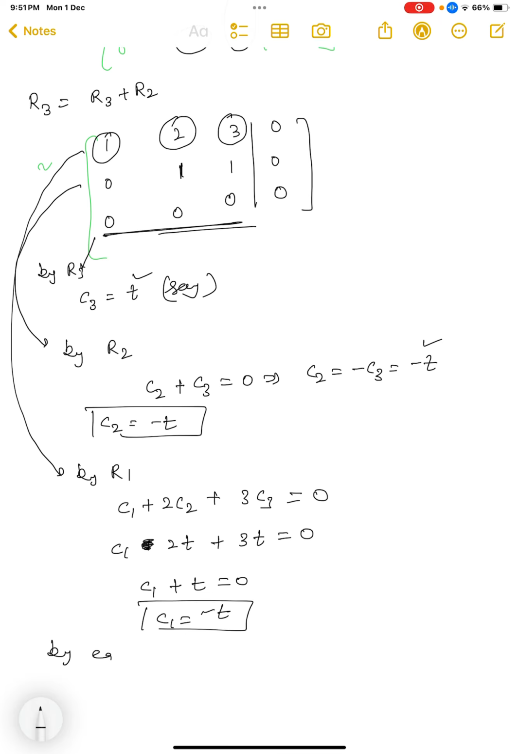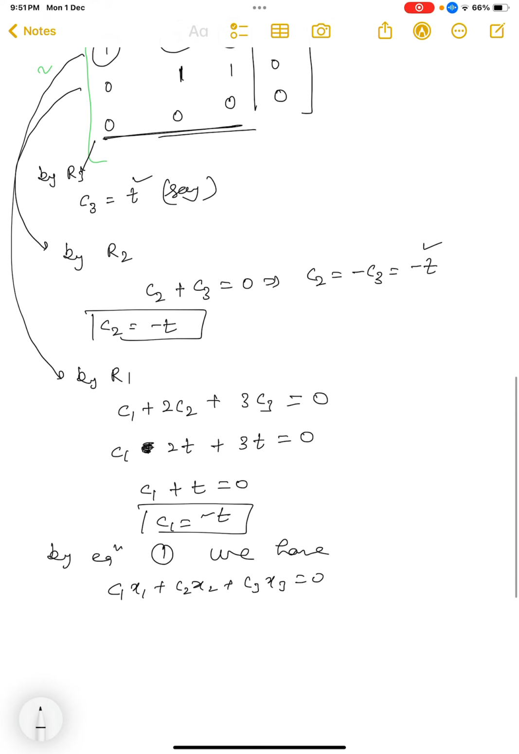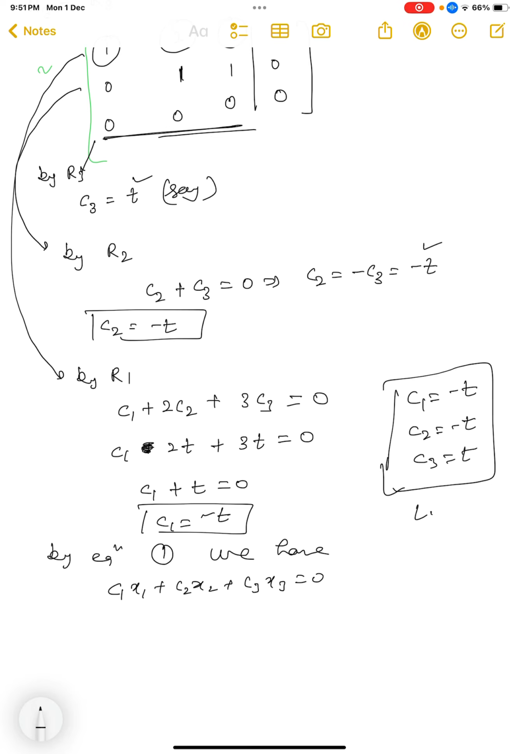Now by equation number 1, we have c1 x1 plus c2 x2 plus c3 x3 equals 0. You can see here the value of c1 is minus t, the value of c2 is minus t, and the value of c3 is t. When you get such values of c, we call this linearly dependent.